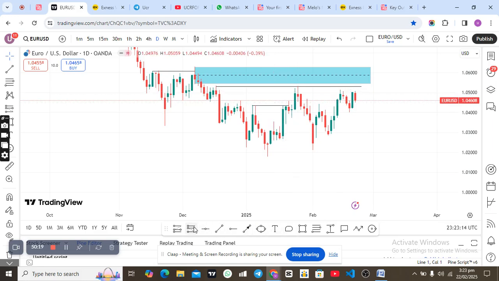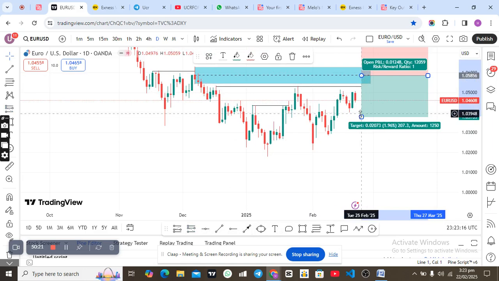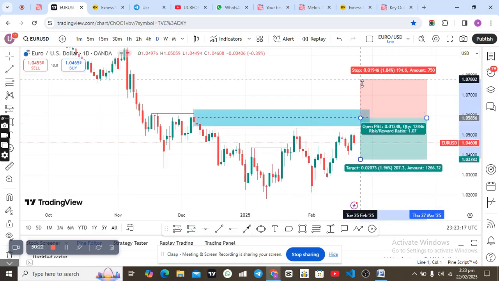So all I have to do, number one, if I'm to follow the trend, is just wait for the market to come here and place my stop loss above.